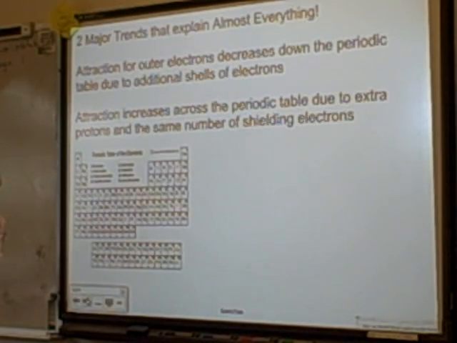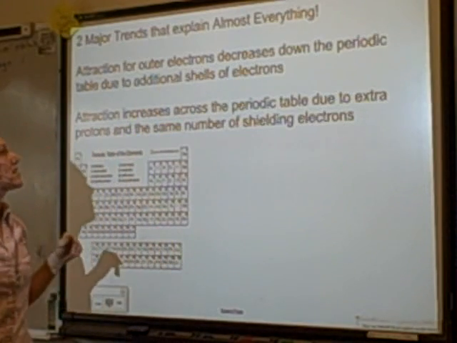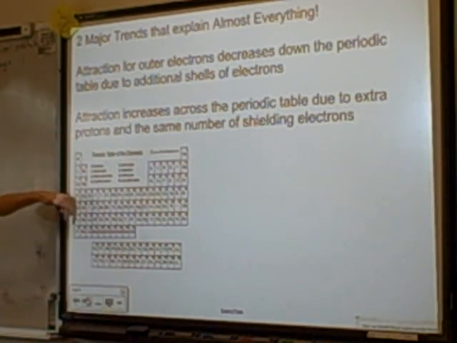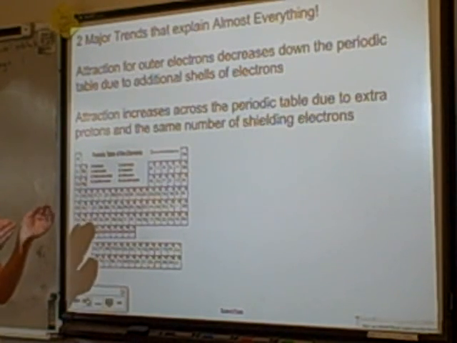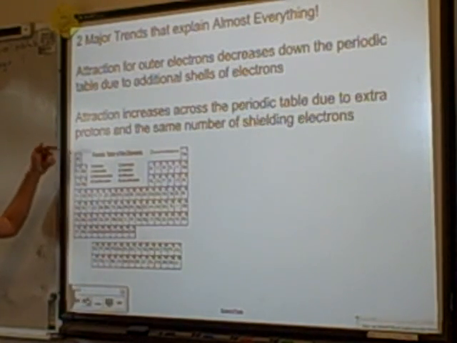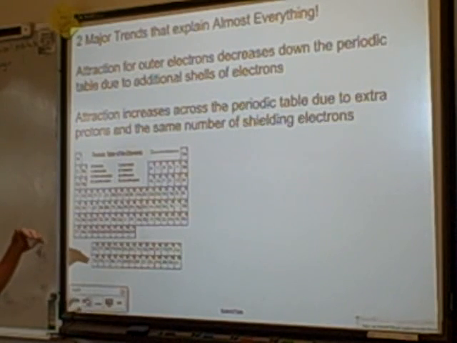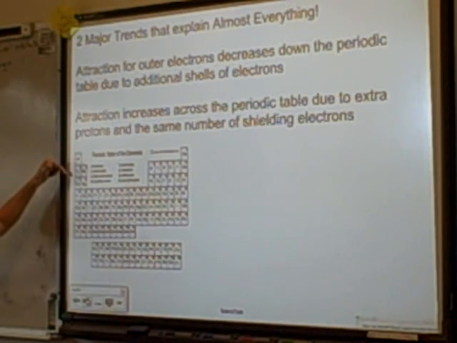So these two major trends almost explain everything, but there's a couple of ways we can break them, and we've got time. Good. So they almost explain everything, but there are a few things we should look for. The two major trends are that attraction for outer electrons decreases down the periodic table. As you go down, there's less and less attraction, because you have a whole extra shell of electrons every time you go down. So every new period, another shell. So there's more blocking of the outer electrons from the nucleus.